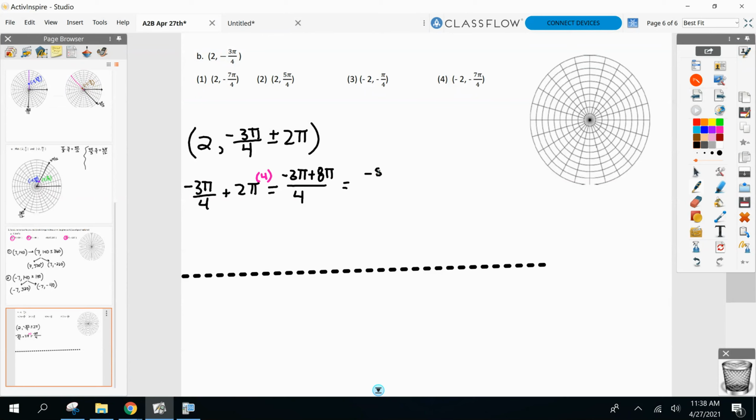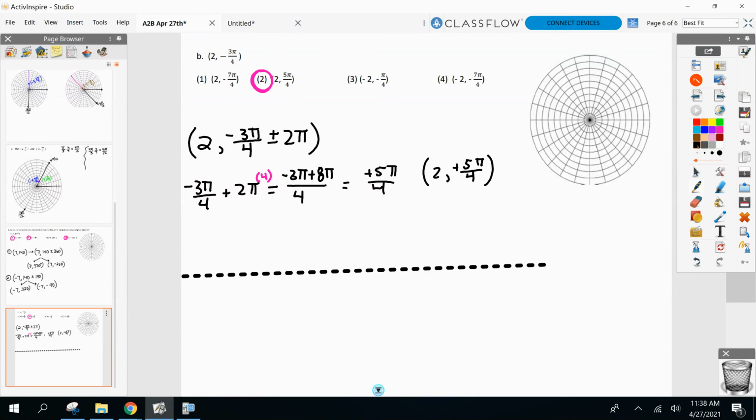So 5 pi, sorry, negative 5 pi over 4. So one of your points is going to be 2, negative 5 pi over 4. It's not negative. Anybody going to catch me here? It's positive. Relax. Positive 5 pi over 4. I think that's a choice. We've got to find all of them, though, that could be possible choices.